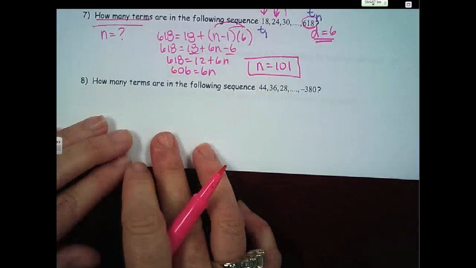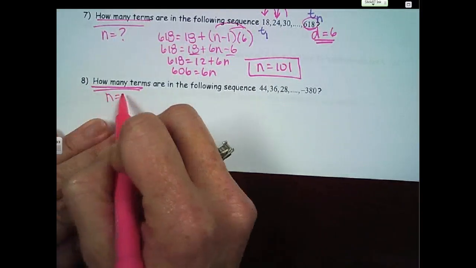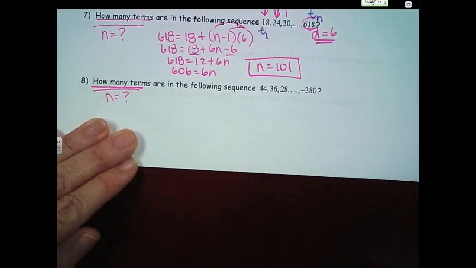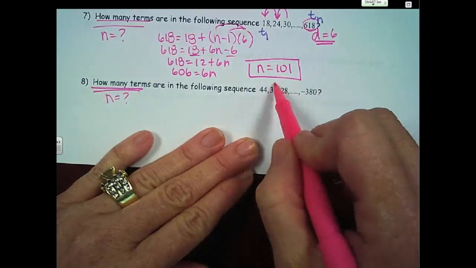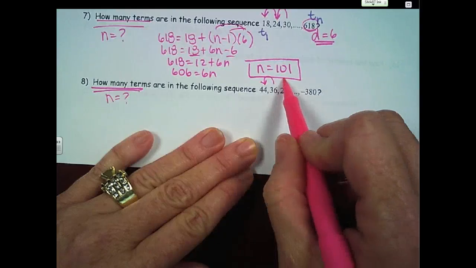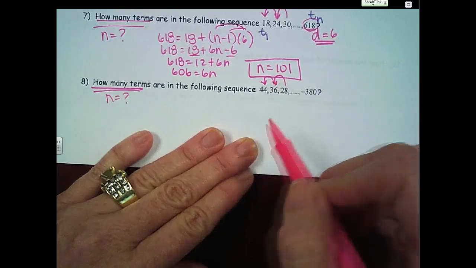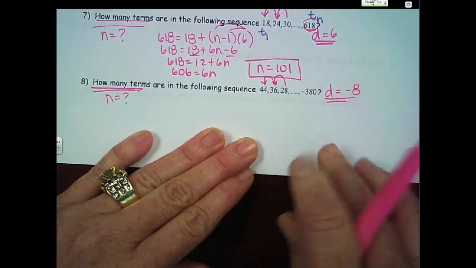Now number 8, how many terms are there in the following sequence? Again, how many terms? I'm looking for n again. You have to decide now, is this arithmetic or geometric? You can test it. 36 minus 44 is negative 8, and 28 minus 36 is negative 8, so you don't even have to do any division. You know automatically that it's a common difference.